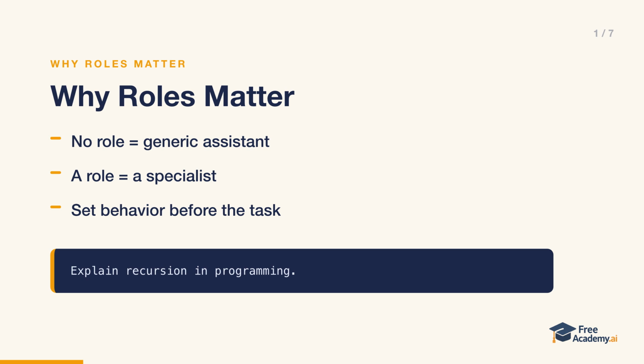If you simply type, "explain recursion in programming," you'll get a correct answer, but a flat one. It doesn't know who it's talking to or how you want the idea delivered. A system role fixes that. It tells the AI who to be before it ever touches your actual task, shaping its expertise, its perspective, and how it communicates. Let's see the difference a single sentence can make.